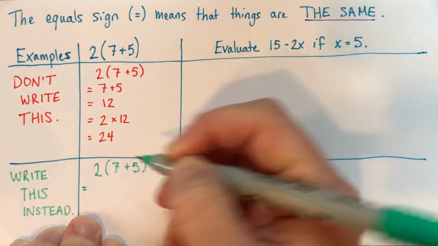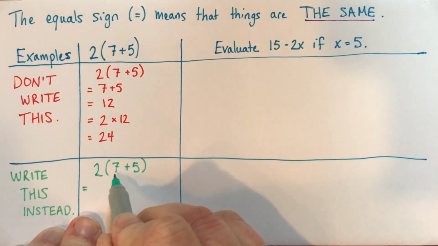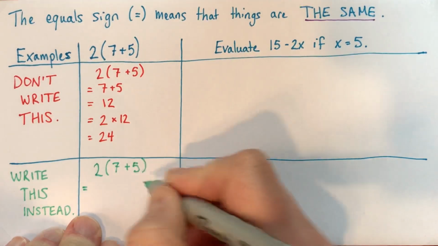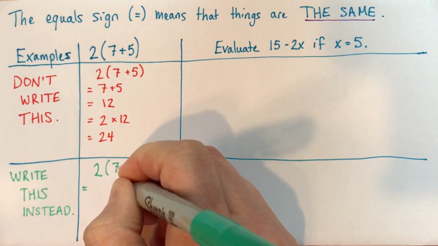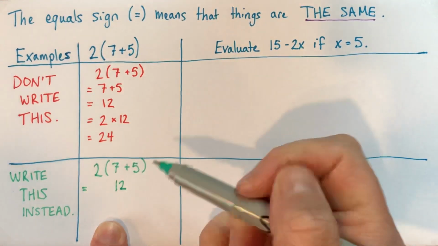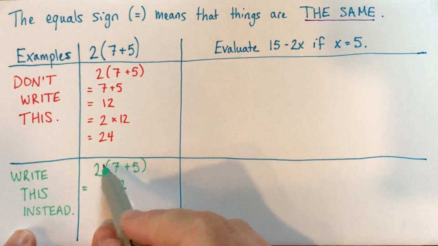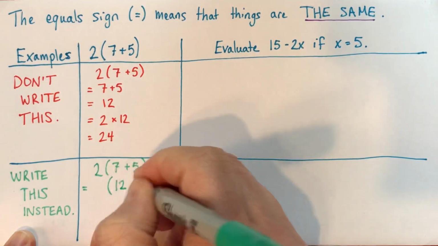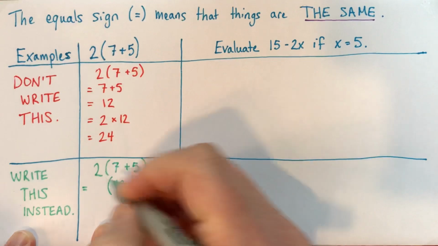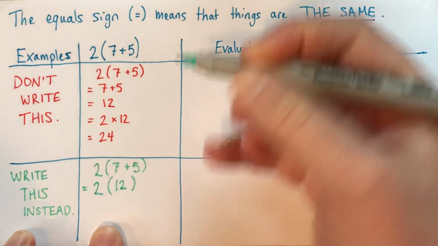Now, that is equal to, so I'm thinking the same as this person did. And if you'd like, you can underline your 7 plus 5. We're going to do the 7 plus 5 first. That's equal to 12, just like this person did. But we're not going to leave this line like that, because this is worth 24 and that's worth 12. Those aren't the same. We're going to just put that back in the brackets and write our 2 there.